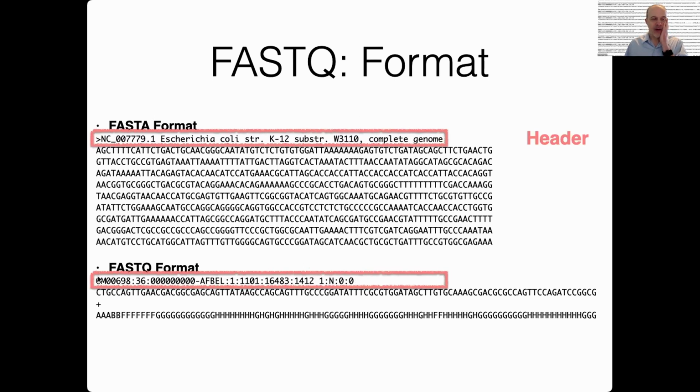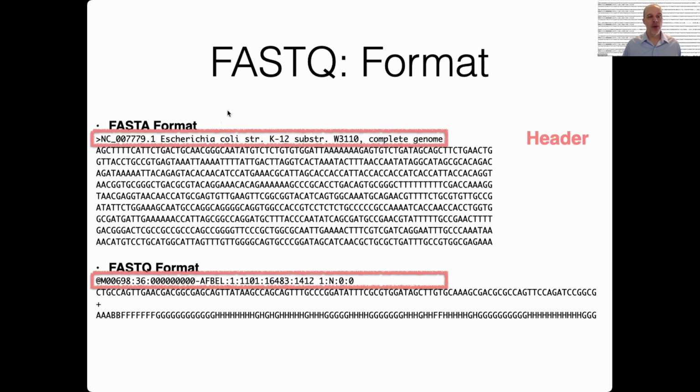So FASTQ files also have headers. These are almost always automatically generated by a machine, and so there's some sense to them, but it's less clear, and they're made without direct human intervention.